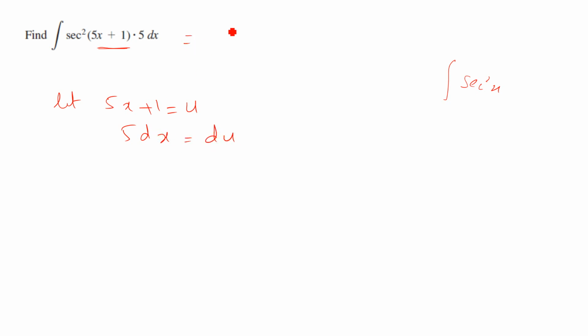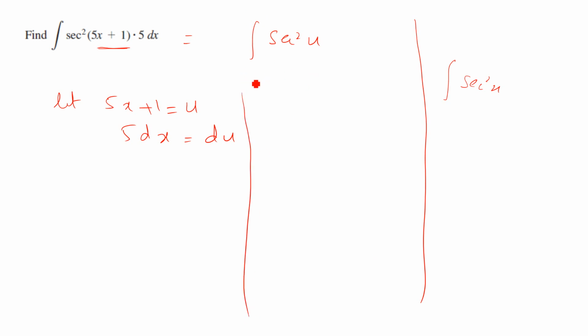So this is quite straightforward. Secant square u is du. Okay, because 5 dx is equal to du. Now this is equal to the integral of secant square, that is, the antiderivative of secant square u is tangent u, and plus c, of course. So this is equal to, backward substitution now, tangent of 5x plus 1 plus c.